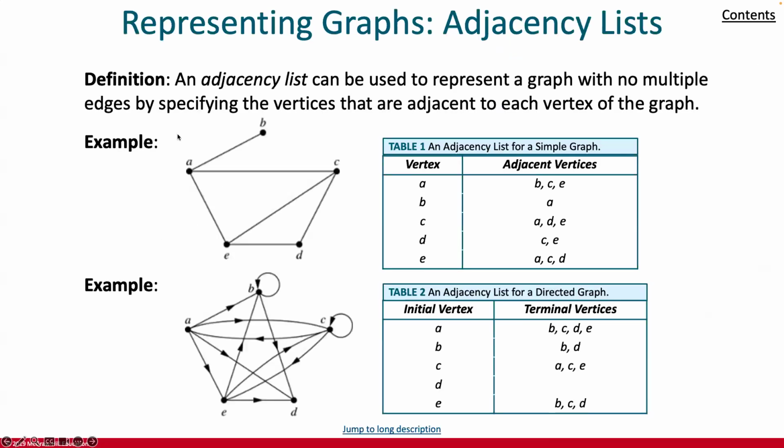So here we have adjacency. If we can get directly from one point to another, then they're adjacent, and then we can see what the lists are. A is adjacent to B, C, and E, to give you an idea. We have a couple of examples, showing the adjacency for a simple graph, and then the adjacency for a directed graph. This is going to be more restrictive because we can't go in both directions along a line when it's directed.